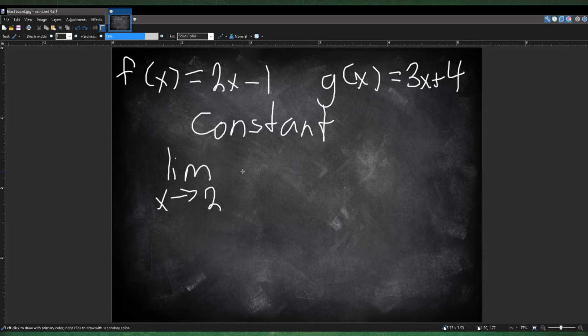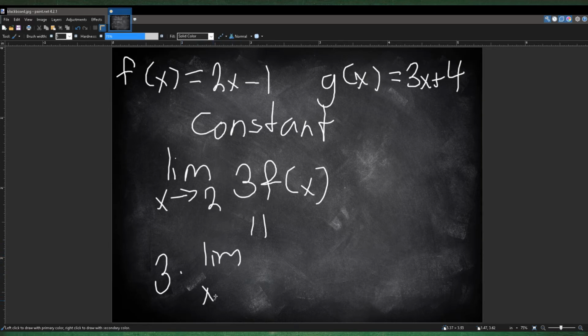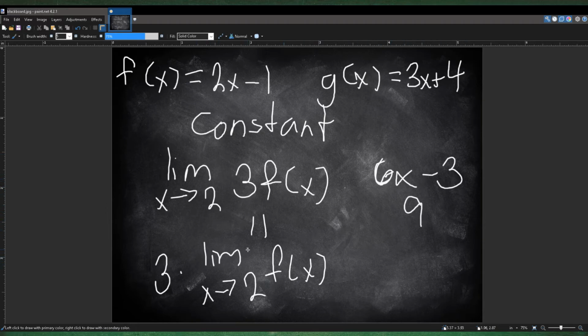So if we try something like, let's say, limit of x approaches 2 of 3 times f of x, right? We could say this is the same thing as saying 3 times the limit as x approaches 2 of f of x. This is true, right? So let's just say 2, we plug it into this equation. So we have 3 times f of x, which is 3 times 2x, which is 6x. And negative 1 times 3 is negative 3. So we have limit of x approaches 2 of 6x minus 3. So plug in 2 here, so that's 12. 12 minus 3 is 9. So that's 9.